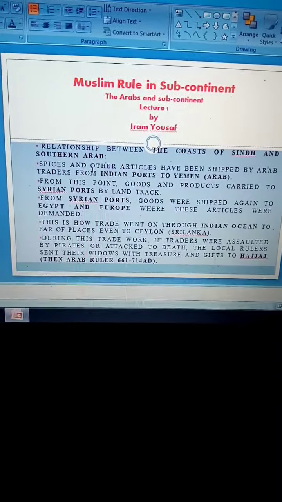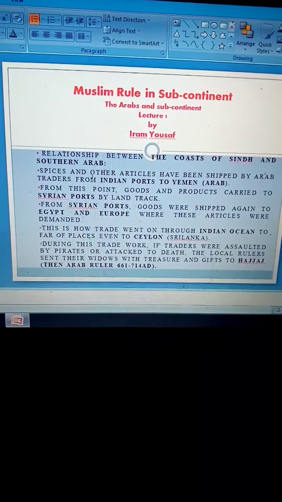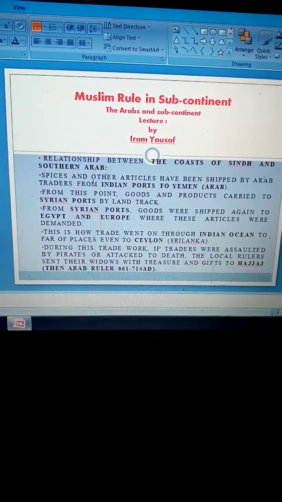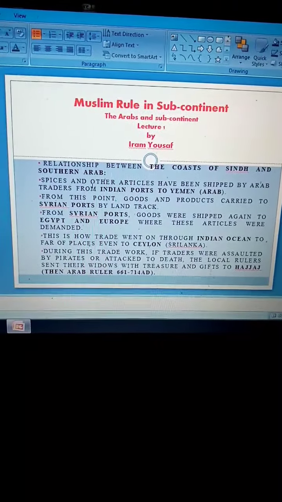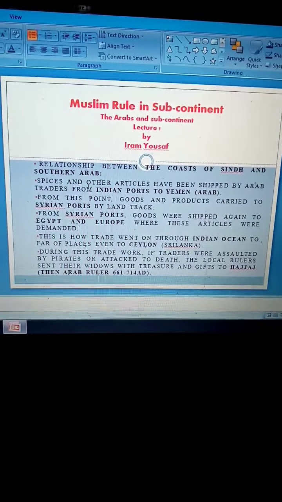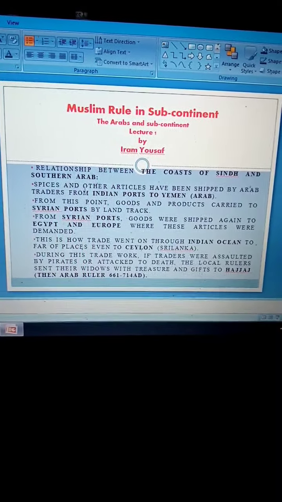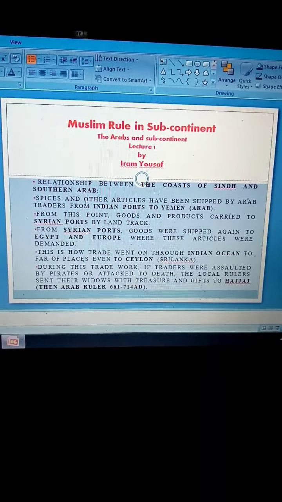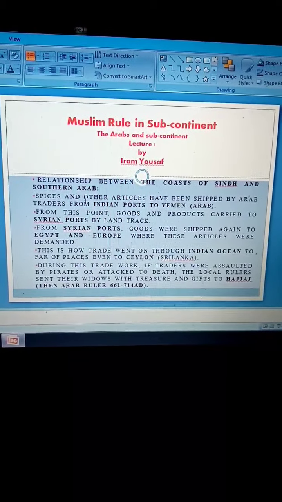And then from Yemen, the part of Arab, all those goods and products were carried through the land route to the Syrian ports. Again, from the Syrian ports, all the goods were shipped through the sea route to Egypt and Europe, where all the articles were in demand by the people. This is how trade ties went on among the different territories.